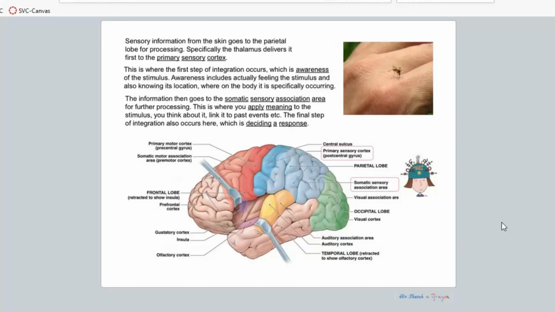Okay, so specifically though, awareness involves two different things. The first thing that awareness encompasses is actually feeling the stimulus. So you don't feel the stimulus until it hits that primary sensory cortex. But the other part of awareness is also knowing its location, where on the body that stimulus is occurring from. So once that information hits the primary sensory cortex, two things happen. One, you feel it, and two, you know where specifically on the body that's occurring.